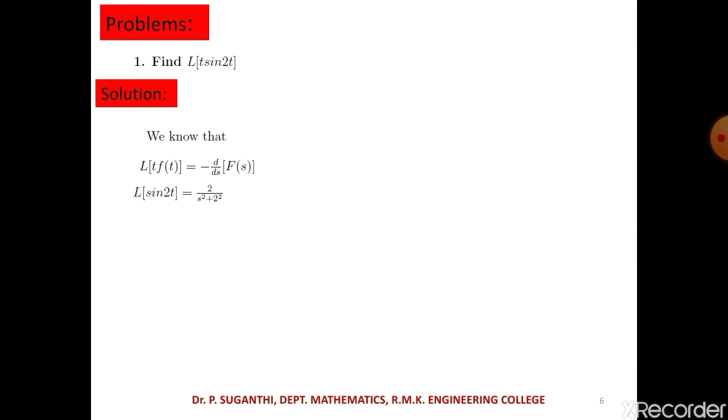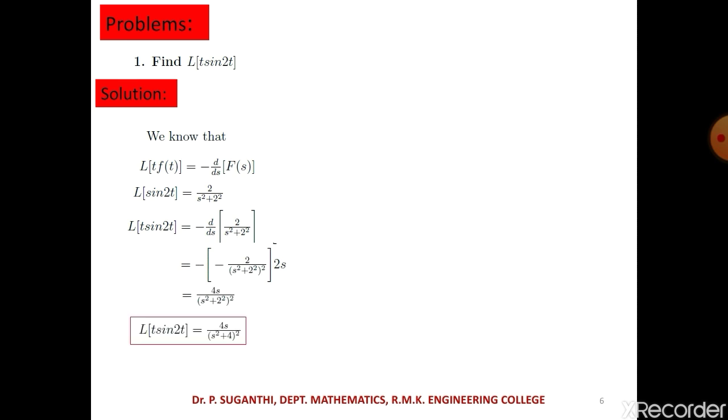We know the result of L of sine 2t, which is equal to 2 divided by s square plus 2 square. Now Laplace transform of t into sine 2t: t is transformed into minus d by ds, and Laplace transform of sine 2t is 2 divided by s square plus 2 square. Now after differentiating, we are getting the result Laplace transform of t into sine 2t equal to 4s divided by s square plus 4 the whole square.